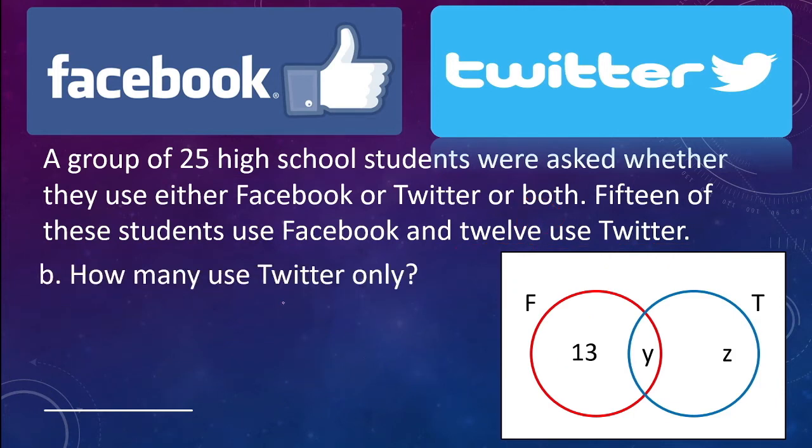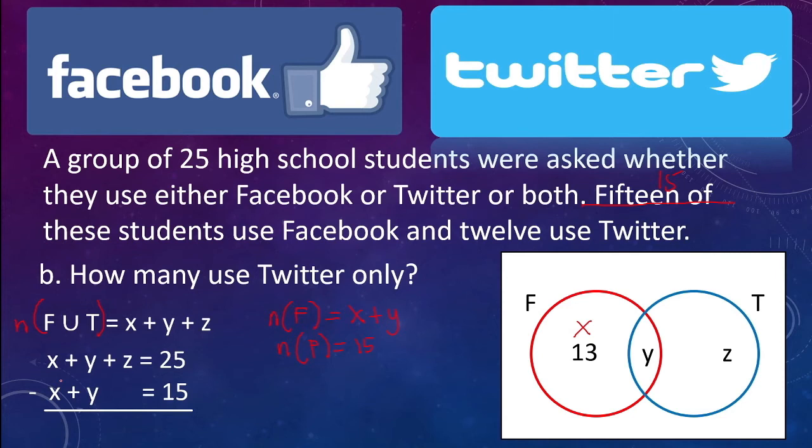Next, how many use Twitter only? So let us use again the cardinality of Facebook union Twitter is equal to X plus Y plus Z. So when we add X plus Y plus Z is equal to 25. Now we are going to subtract the number of students who use Facebook, which is 15. So the cardinality of F is equal to X plus Y. So the cardinality of F is equal to 15. So we have to subtract. So the answer will be Z is equal to 10. So the number of students who use Twitter only is 10.